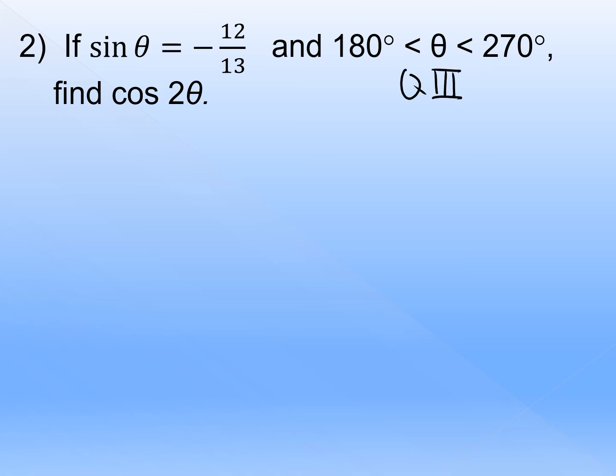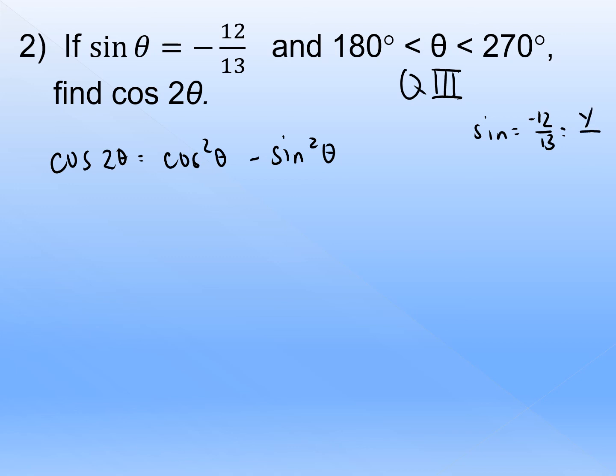Now let's write the formula for cos 2 theta, and that is cos squared theta minus sine squared theta. Since we already have the value for sine theta, we're going to look for the value of cos theta. Since sine theta is equal to negative 12 over 13, it implies that y is equal to 12 and r is equal to 13. So we're going to look for the value of x.